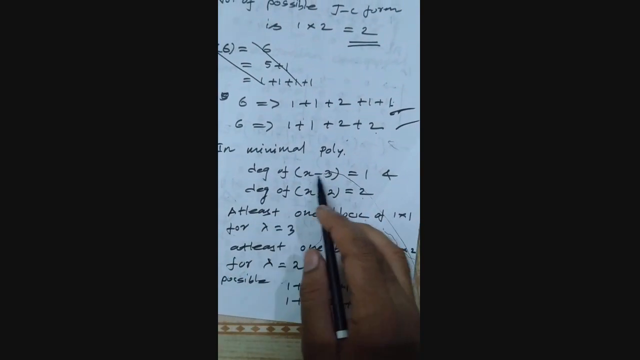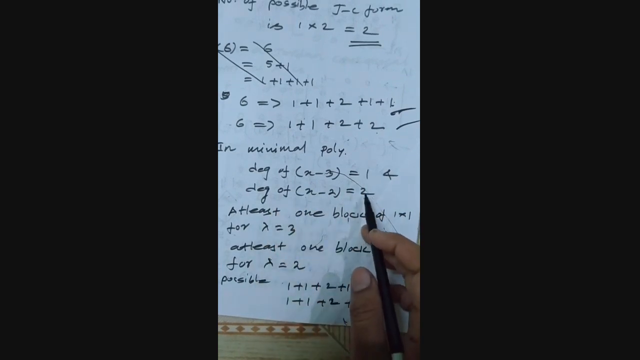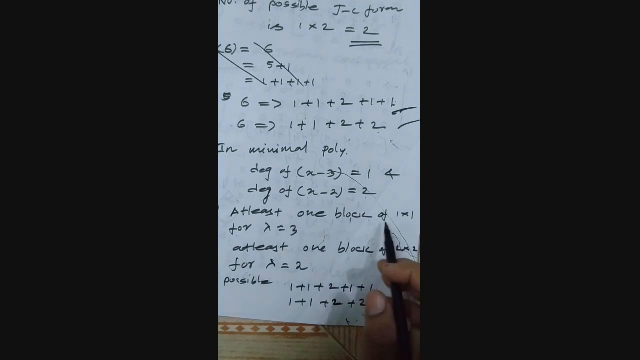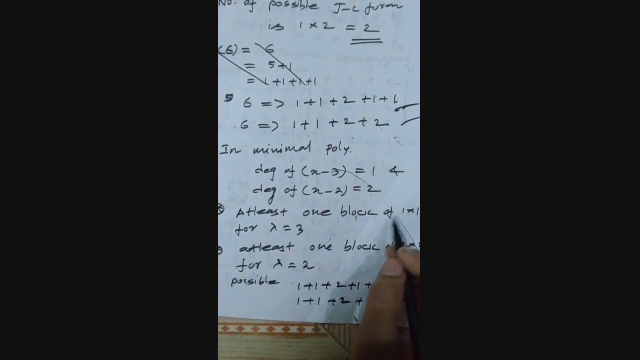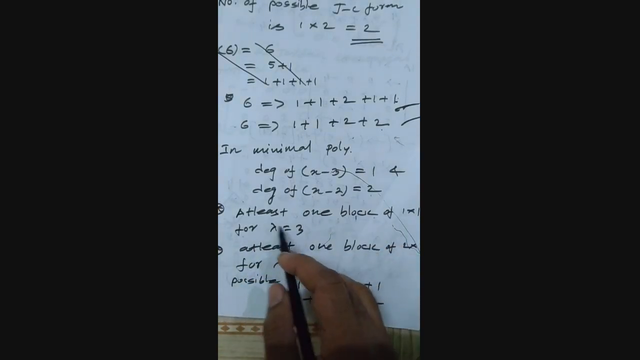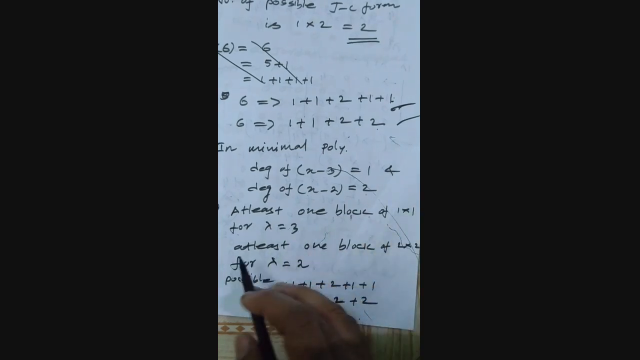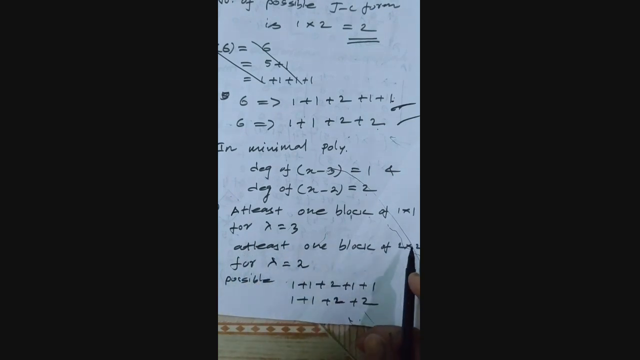So in the minimal polynomial, the degree of this is 1 and the degree of that is 2. At least one block is a 1 by 1 block, 1 row 1 column, for lambda equal to 3. At least one block is a 2 by 2 block for lambda equal to 2. So this is the possible way.